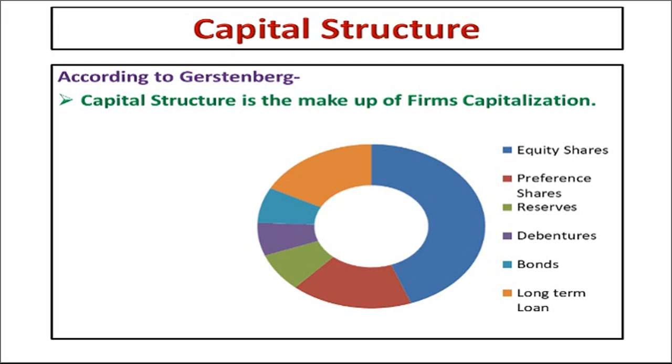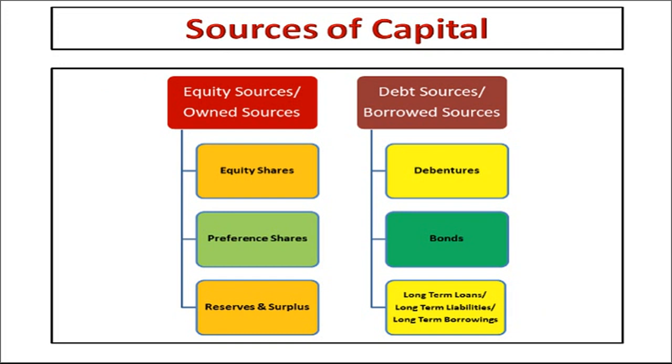Am I right? So now it becomes inevitable for us to understand, if this is the capital structure, what are the sources of capital? Moving to the same, the sources of capital. Friends, as you can see, capital sources are mainly categorized into two types. Type 1 is equity sources, which are also known as owned sources, and type 2 is debt sources, which we can also call borrowed sources.